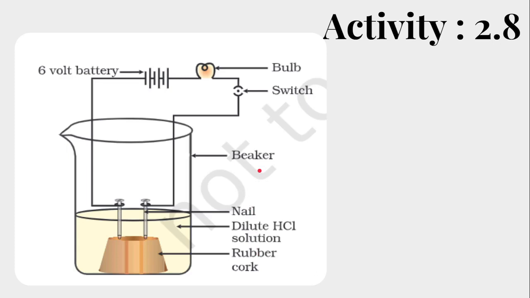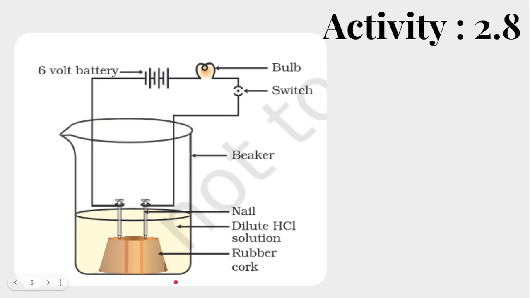First of all, we'll take solutions of glucose, alcohol, hydrochloric acid and sulfuric acid, etc. In this figure, we have shown the dilute hydrochloric acid solution. We can also perform this activity by taking the solution of glucose, alcohol and sulfuric acid. Then, after taking the solution of HCl, we will fix two nails on a cork, and we'll place this cork in a 100 ml beaker.